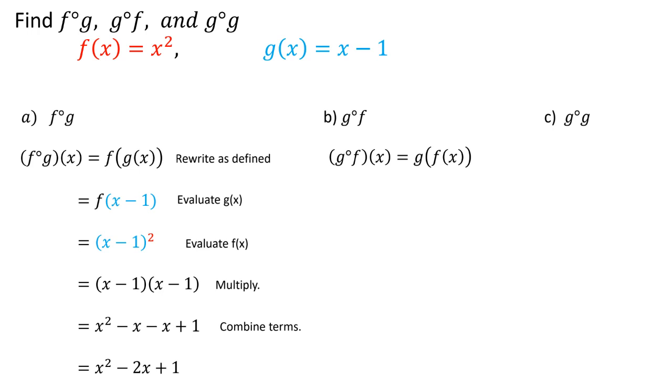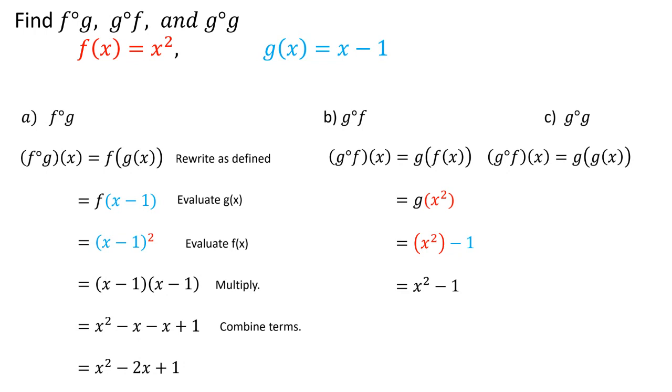G composed of f, right? So my main function is g, and everywhere I see an x value, I'm going to plug in function f of x. So we have g, and we're going to have x minus 1. Everywhere I see x, I'm going to plug in function f, which is x squared. So when we simplify it, it's just x squared minus 1.